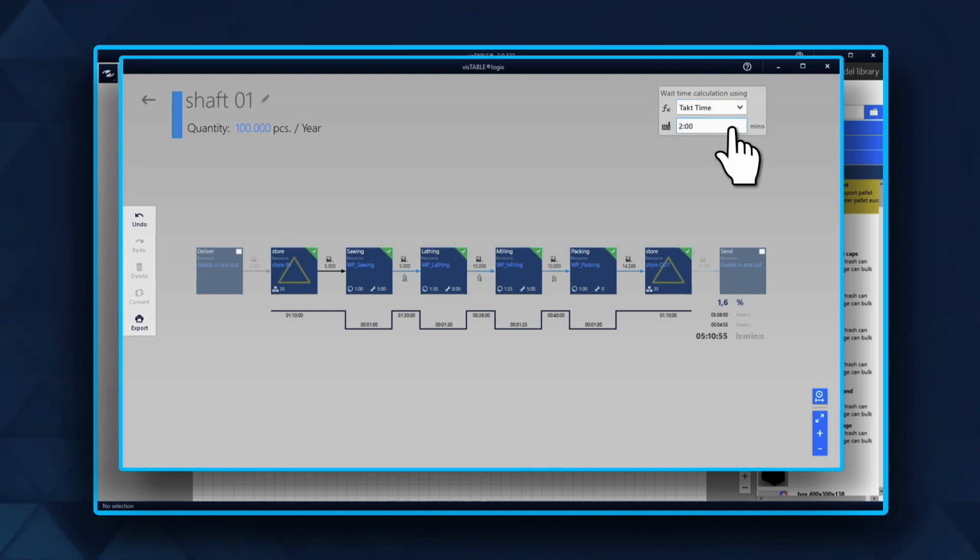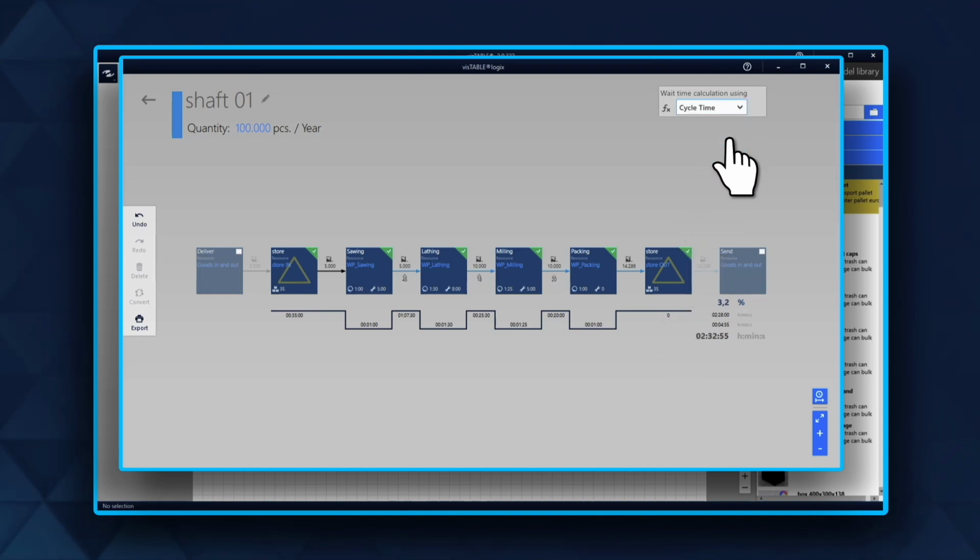Since the units follow the FIFO principle, first in, first out, we can now calculate the waiting time of the units with the takt time. We now see that the 35 units in our store out have a total waiting time of about 1 hour.